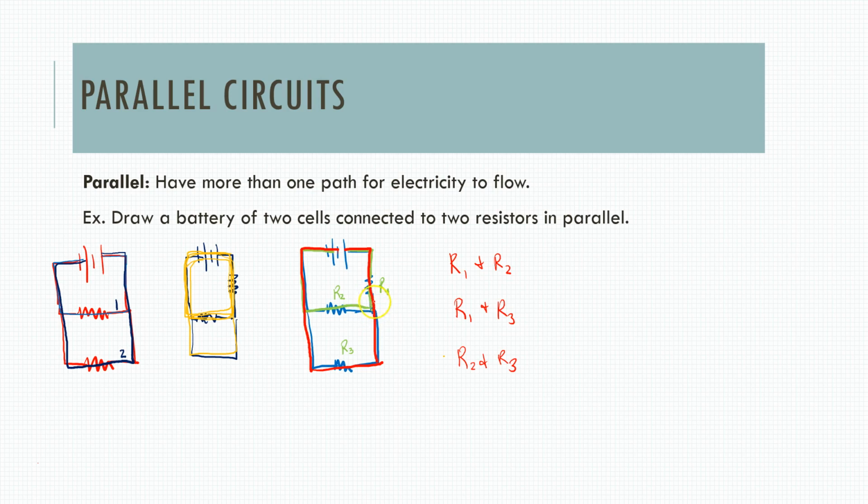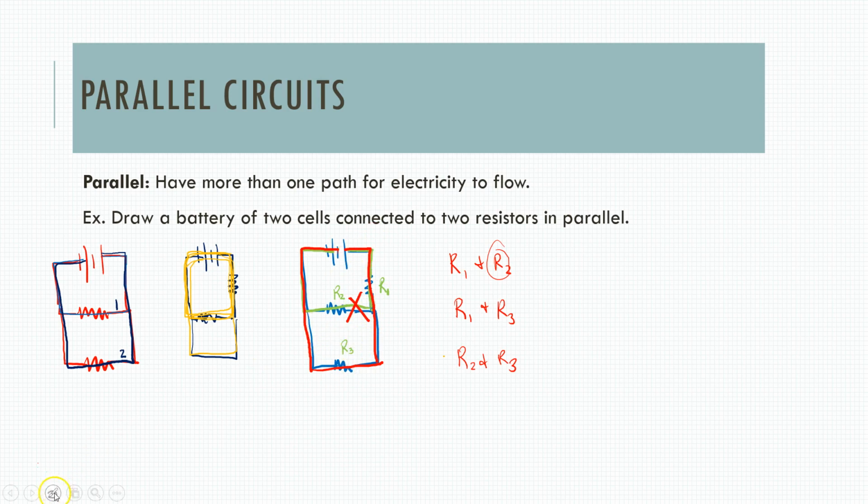Now, what happens in parallel if you end up with a break in something? Well, if you ended up with a break, let's just say right here, we come in and we take a pair of scissors and we cut through the wire right here at this particular place. Well, then what's going to happen is that R2 is going to be out of commission. But you see my red path? It can keep going because there's still an alternate path for the electricity to take. It can go through R3.